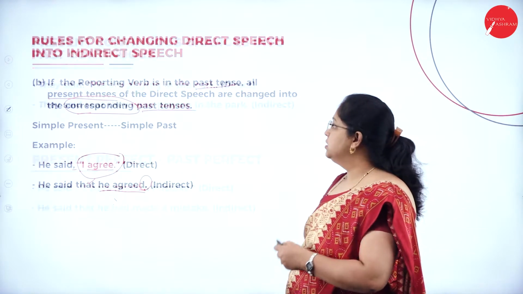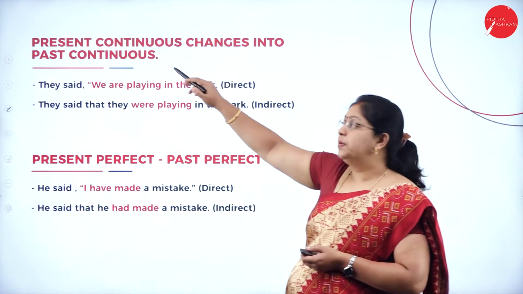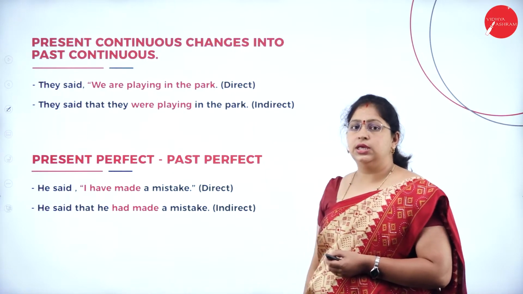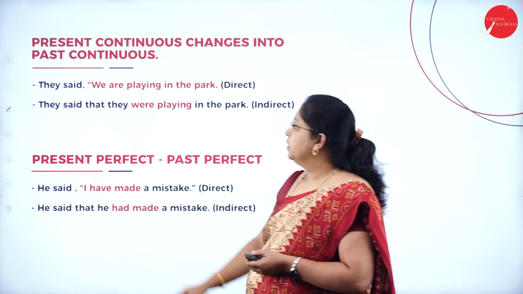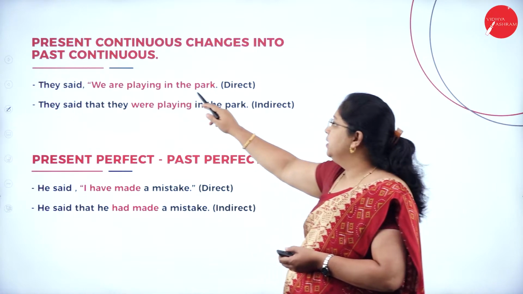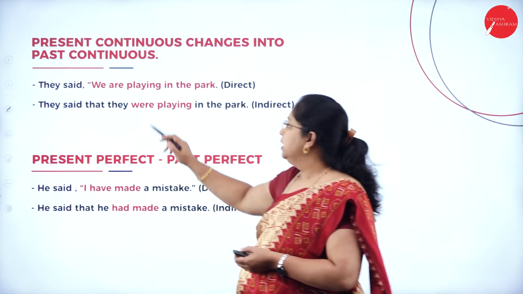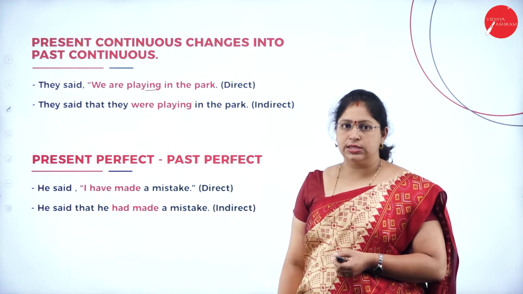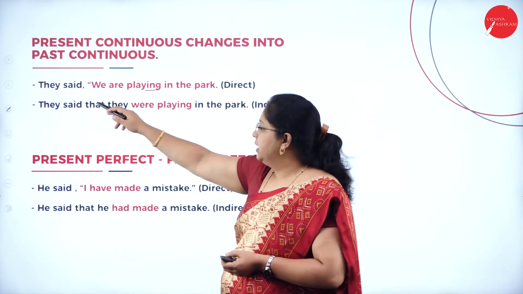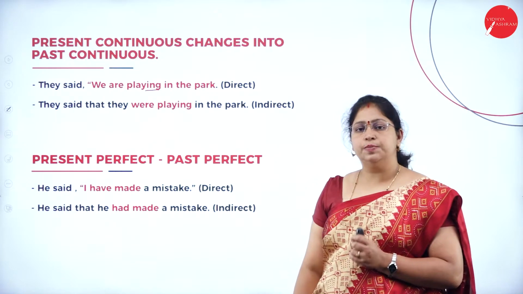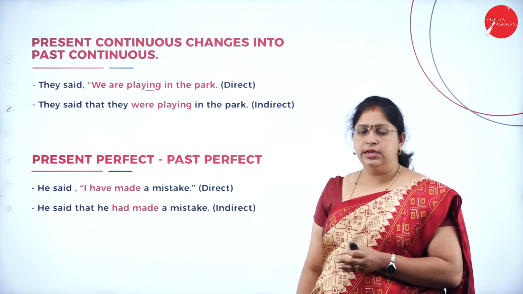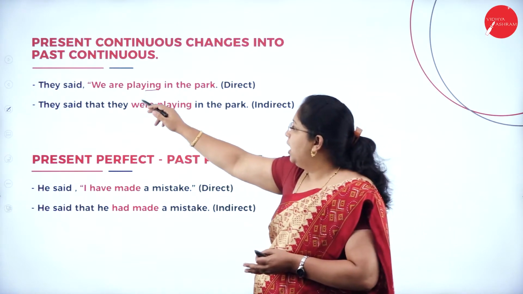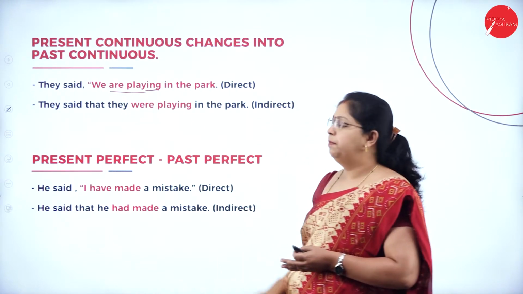Next, we will see when it is present continuous. How to change a present continuous to past continuous in direct and indirect speech. They said, we are playing in the park. If we find ing in a word, that is continuous tense, correct? So, they said we are playing. This is present continuous. Are indicates present tense, plural present tense.